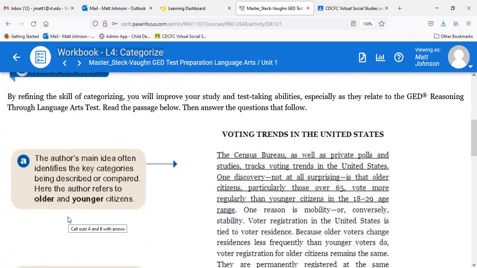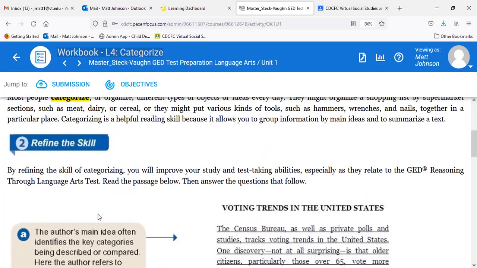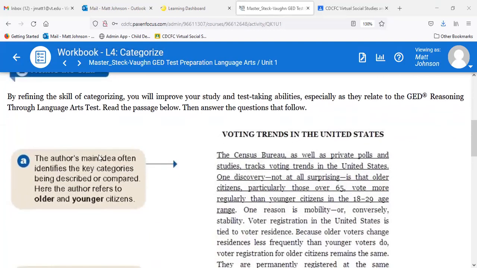All right, a new section again, and this one going with voting trends. So going back to the idea of voters, we're dealing with voting trends in the United States. The Census Bureau, as well as private polls studies, tracks voting trends in the United States. One discovery, not at all surprising, is that older citizens, particularly those over 65, vote more regularly than younger citizens in the 18 to 29 age range.